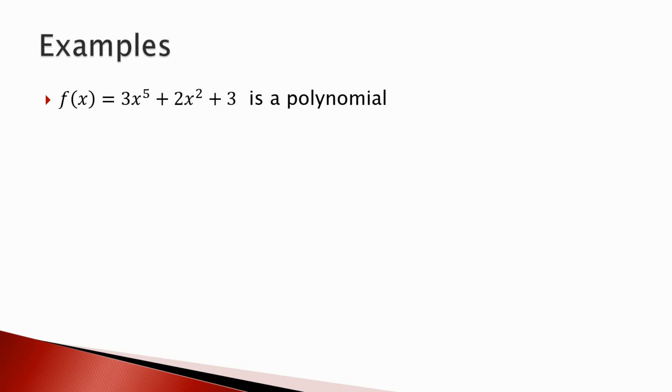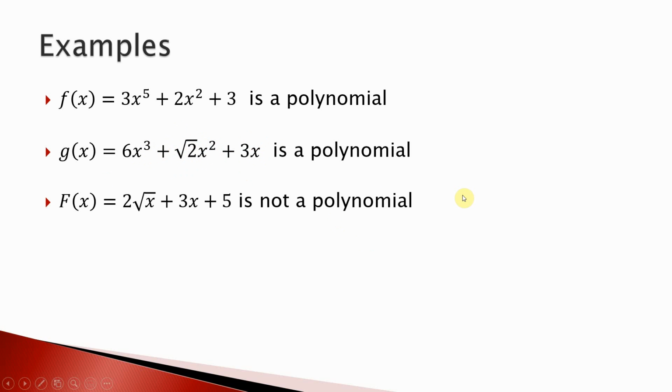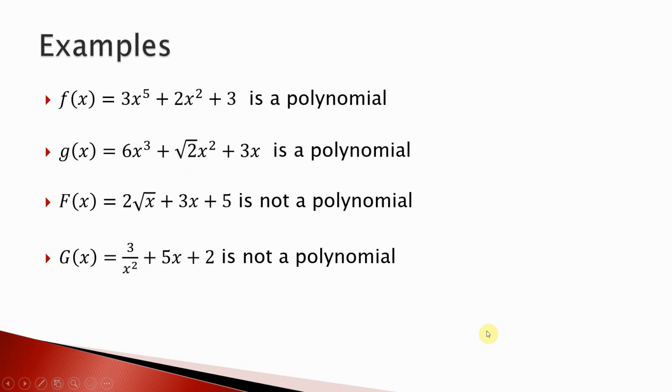So this is a polynomial. This is also a polynomial, even though this coefficient is irrational. These are all positive integer powers. So this is not a polynomial, because the square root is x to the power 1/2. This is also not a polynomial, because if you have x squared on the bottom and you take it up, it will be x to the power -2. So negative powers are not allowed in polynomials.